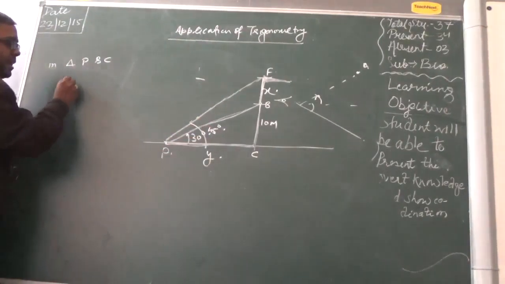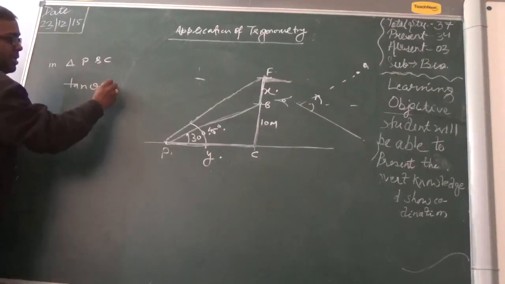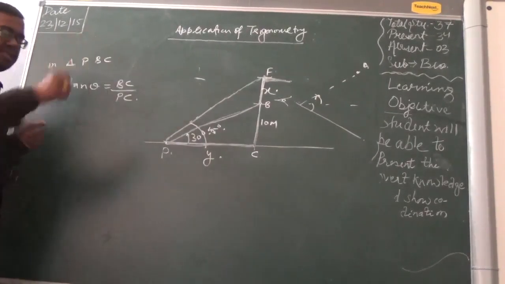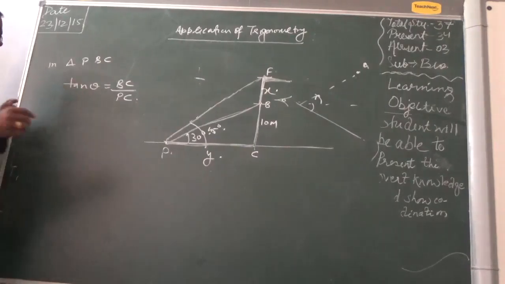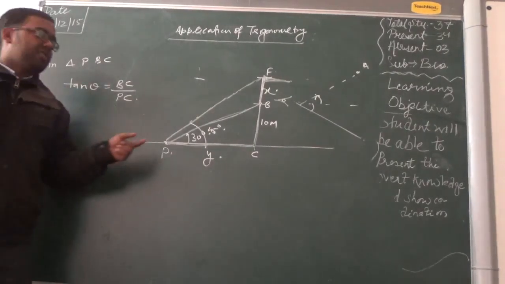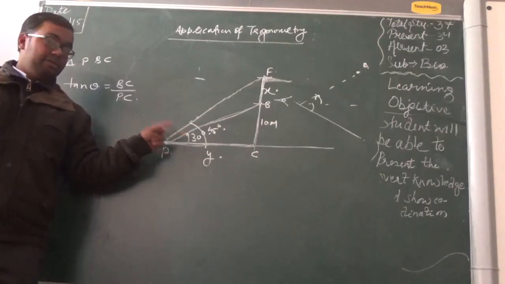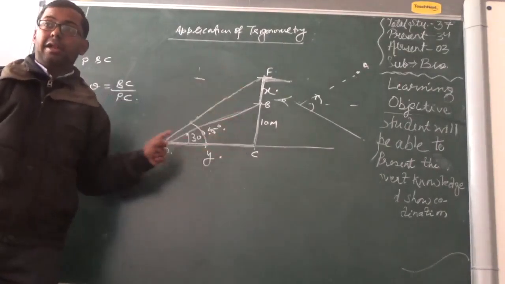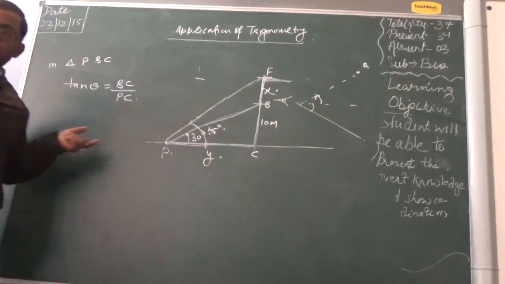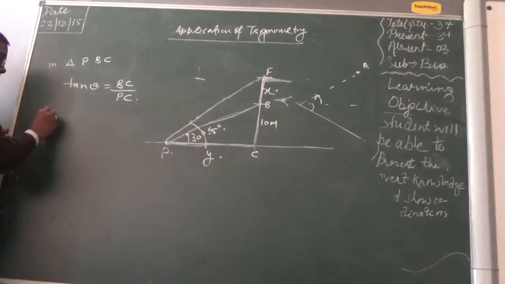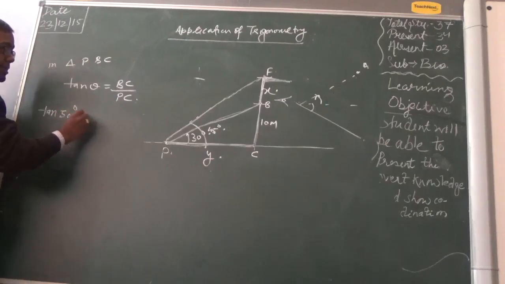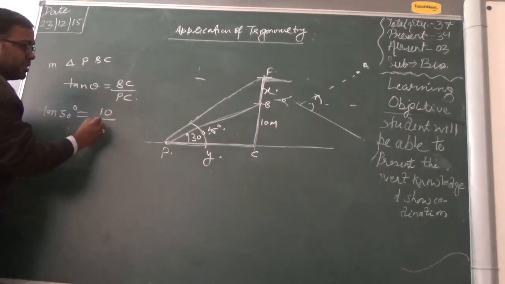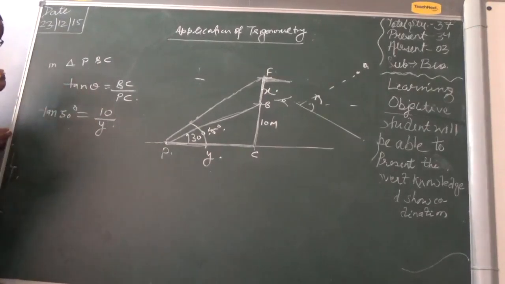So apply tan theta. Tan theta is equal to perpendicular, that is BC, upon base. What is the value of theta? 30 degrees. Very good. You might see 45 here, but 45 degrees is for the bigger triangle. It is 30 degrees for this one. So tan 30 degrees is equal to perpendicular, which is 10, upon base, which is y. So it is 10 upon y.